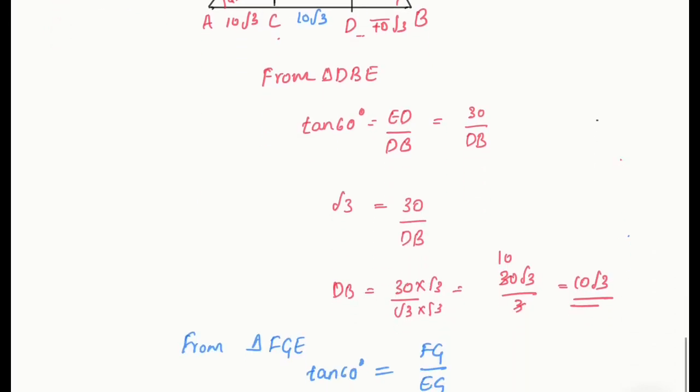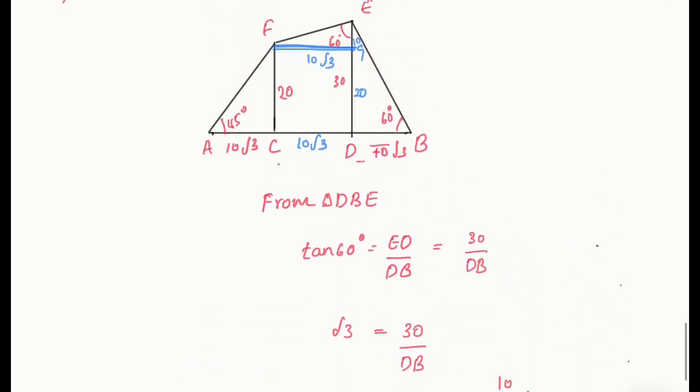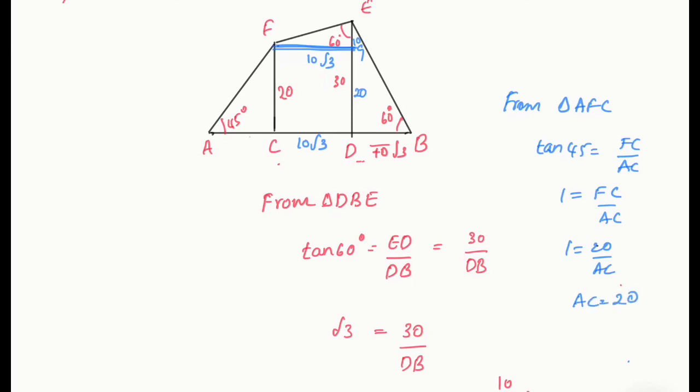Before that, something we have done, we want to find AC also, and what we found is not correct. AC you need to find. From triangle AFC, again tan 45 equals FC by AC. Tan 45 is 1. So 1 is equal to 20 by AC. So you got AC is equal to 20.